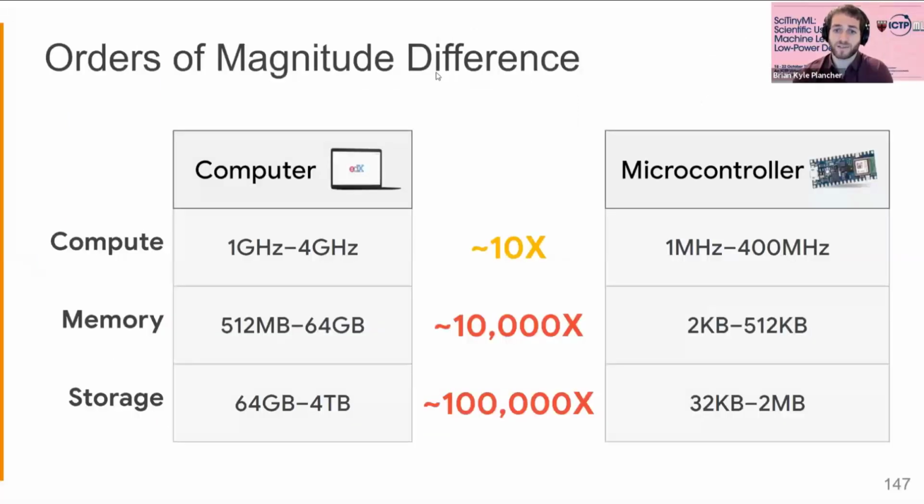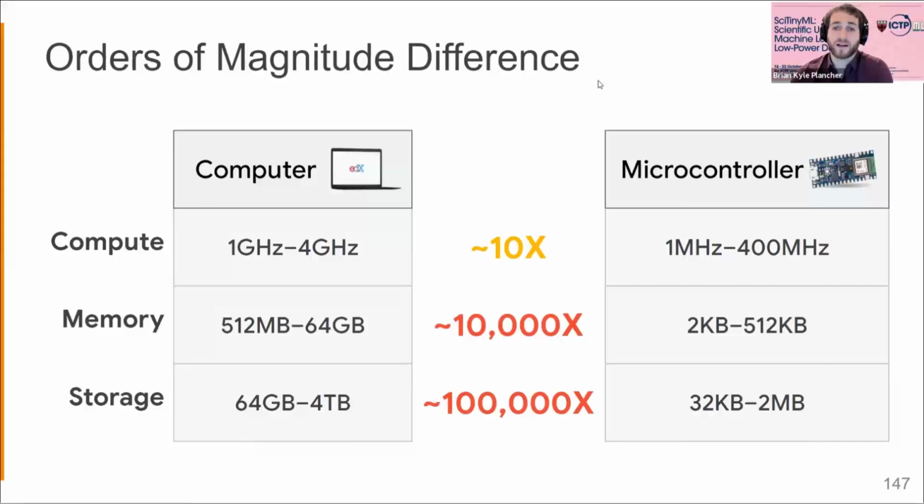This was a slide that Vijay had put in the edX course. He was saying that a microcontroller is about 10x slower than a standard laptop or desktop, but it has 10,000 to 100,000 times less memory. So we're very constrained on the size of models that we can put on a lot of these microcontrollers. There are recent microcontrollers being developed with more memory and storage, but this is still something you really need to consider.